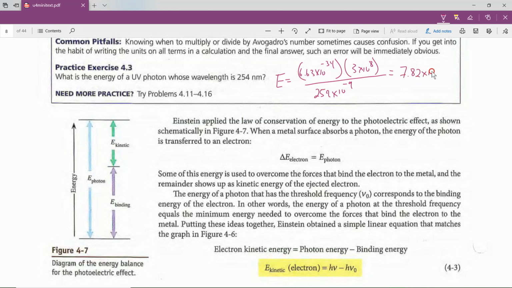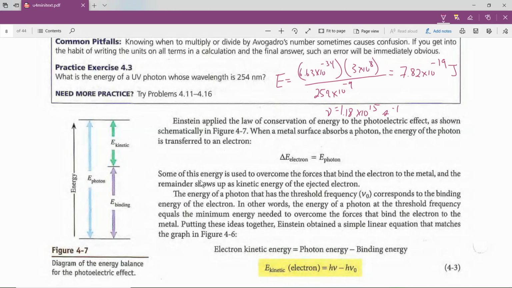Remember, with these screencasts, you can pause them at any time, right? And do the question, and then make sure you're right. And if you want to get the frequency, go ahead, nu is c over lambda. It wasn't asked, but let's get it anyways. 3 by 10 to the 8th is c divided by lambda, 254 by 10 to the negative 9. 1.18 by 10 to the 15. And that is units of reciprocal seconds.